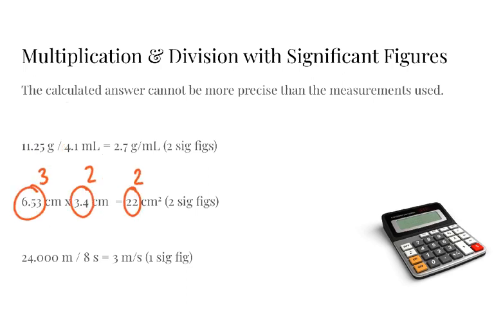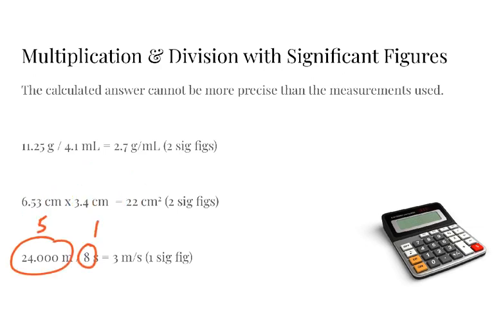Similarly, for number 2, when we multiply 6.53 centimeters by 3.4 centimeters, our answer can only be as precise as the 3.4 centimeters measurement, with 2 sig figs. So our final answer needs to be rounded to 22 centimeters squared, with 2 significant figures.